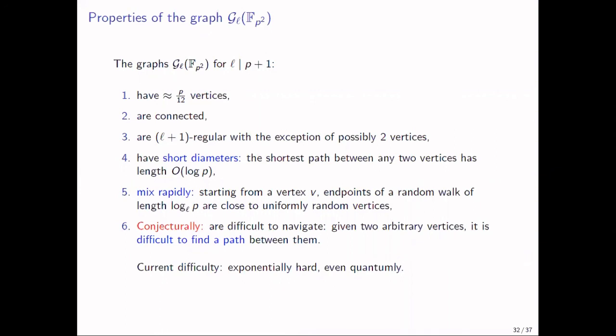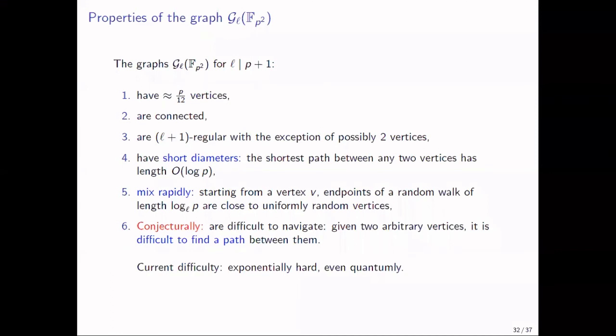Or in other words, if I just take a random walk, the vertex that I get just looks very random. And this is a great property for crypto. And so all the first 5 things, there are things that you can prove. They're not extremely hard.